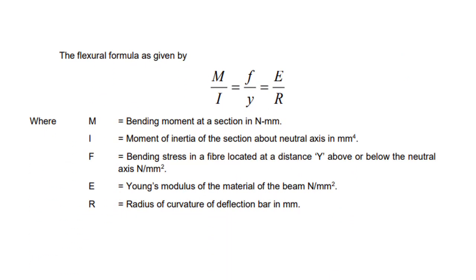The bending equation is expressed as M divided by I equals sigma divided by y equals E divided by R. Here, M is the bending moment applied to the beam, I is the moment of inertia of the beam's cross-section, sigma is the bending stress at a given point, y is the distance from the neutral axis to the point of interest, E is the modulus of elasticity, and R is the radius of curvature of the bent beam.